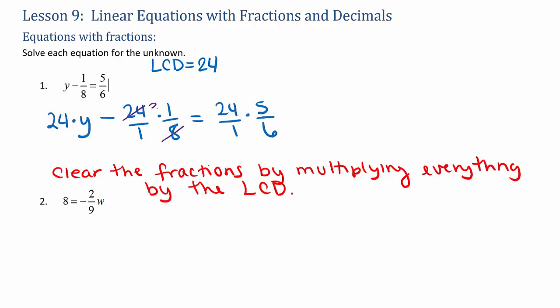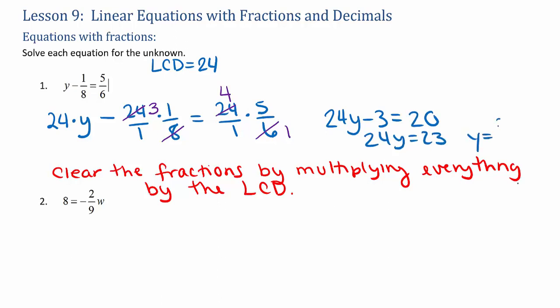24 divided by 8 is 3. 24 divided by 6 is 4. And I'm left with the equation 24y minus 3 equals 4 times 5, which is 20. And then this is something that's a little bit easier to solve. We could add the 3, and then we can divide by 24, and we get the exact same answer. So I want to focus on this new method, clearing the fractions, by multiplying everything by the least common denominator.